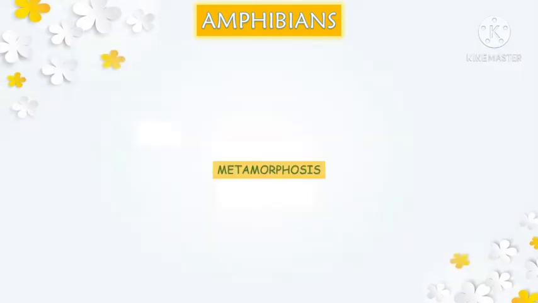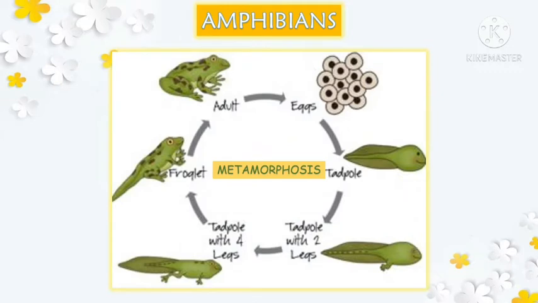Amphibians undergo a series of physical changes. Let's take the example of a frog again. Like you can see here, a cluster of eggs. When these eggs hatch, then tadpoles come out of them. These tadpoles then develop 2 legs and then 4 legs, and after a few weeks they develop into a froglet and then finally into an adult frog. So they are undergoing a series of physical changes from a young frog to an adult frog. Okay? This process is called metamorphosis.